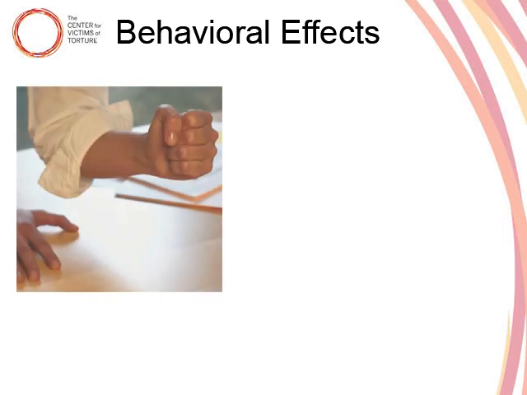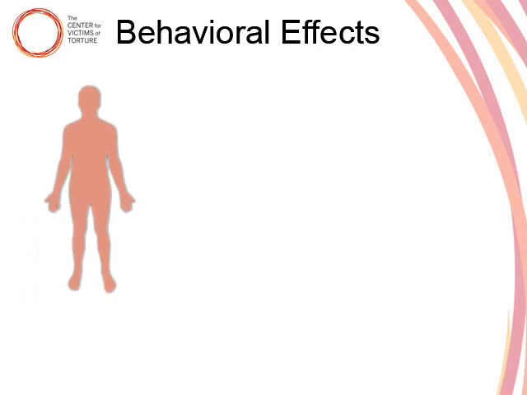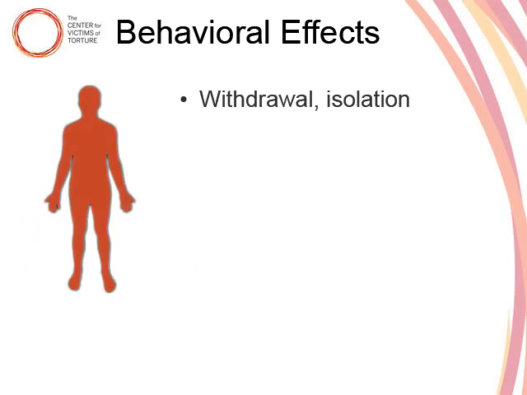Finally, the effects of vicarious trauma can lead to changes in our behavior. One common example is withdrawal from other people. This might mean avoiding social situations or not feeling the desire to be around friends or family.